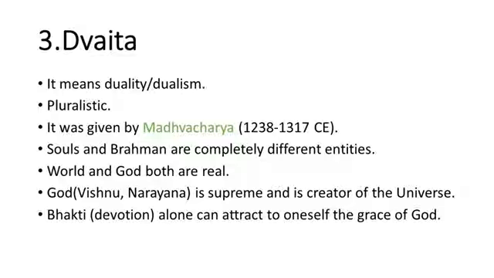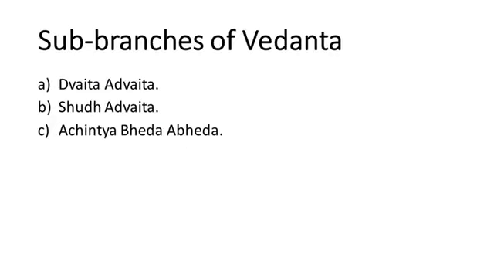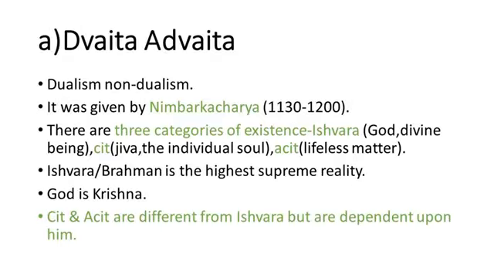Later on, some other branches of Vedanta emerged from these schools. Hence they are called the sub-branches of Vedanta. These are Dvait Advait, Shuddh Advait and Achinta Bheda Abheda. Let us understand them one by one. Dvait Advait, which means dualism, non-dualism. It was given by Nimbakacharya.